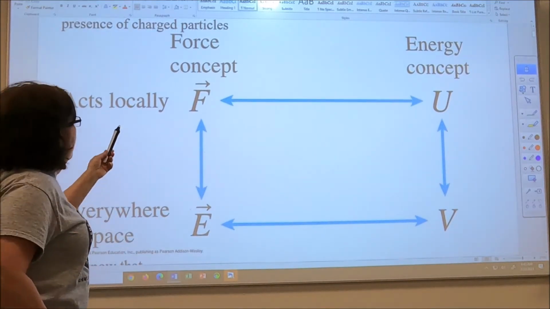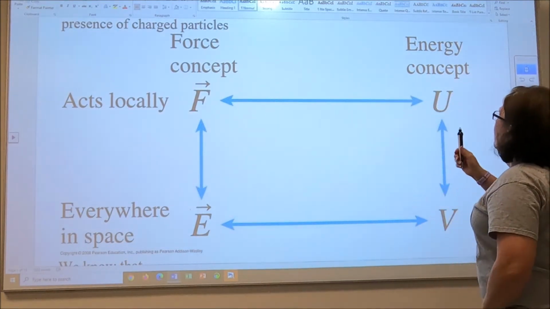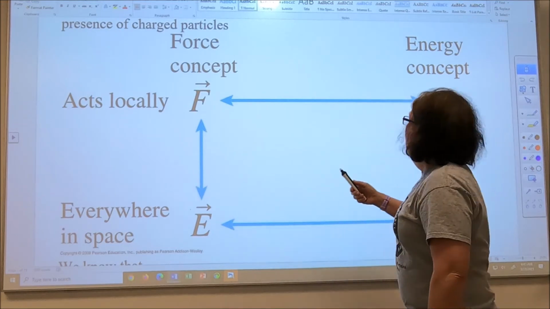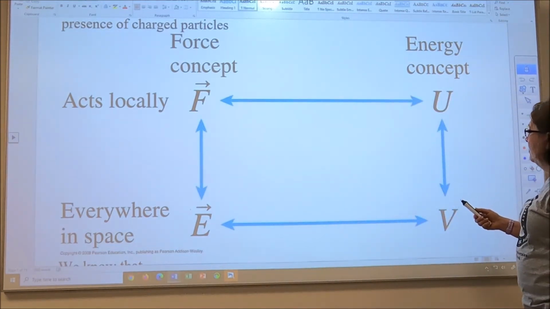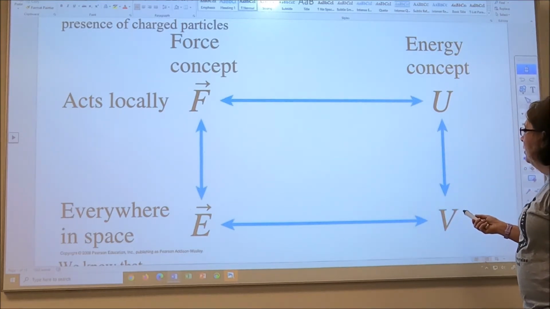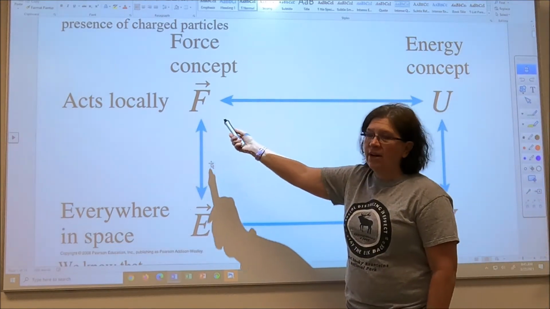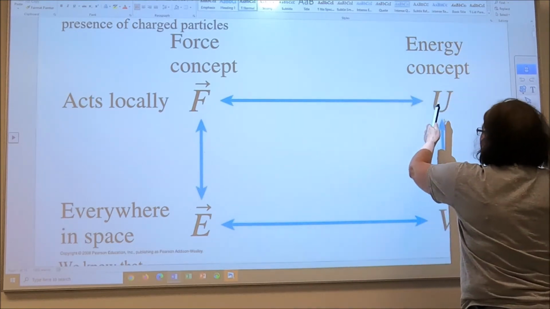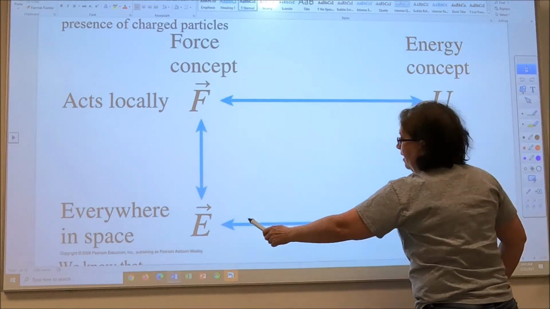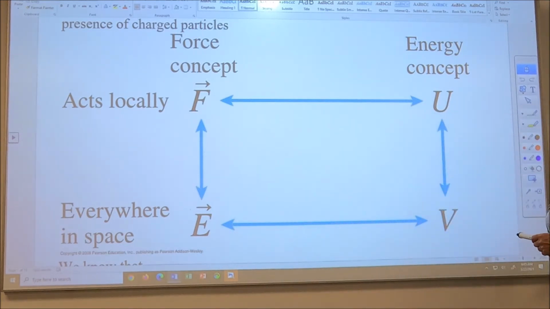Now, if we think about force, a particle experiences a force because it's in an electric field, a region of space. Because an electric field has a voltage associated with it. That voltage is associated with electrical potential energy, which all comes back to force. So force, electrical potential energy, voltage, its electrical potential, and the electric field are all interrelated.